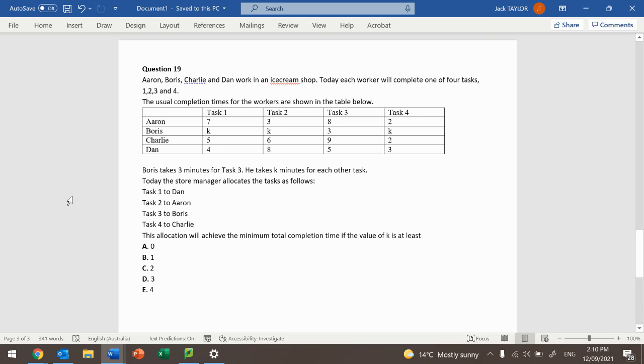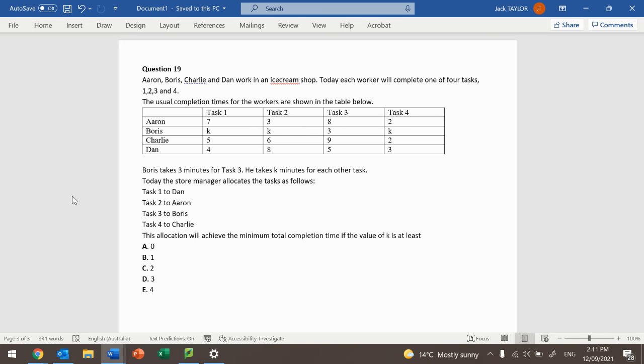The store manager allocates the tasks as follows. This allocation will achieve the minimum total completion time if the value of K is at least what? All right, this is a hard question, and it will take you a pretty long time in a SACE exam. We are going to have to do some row and column reduction here to solve it.